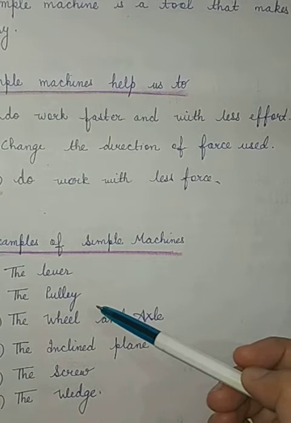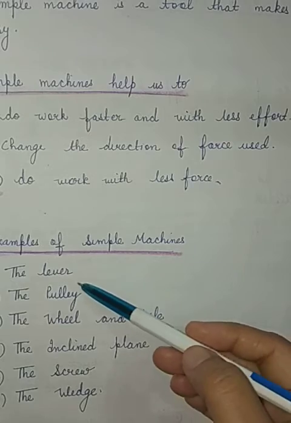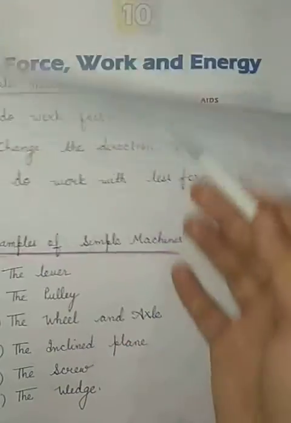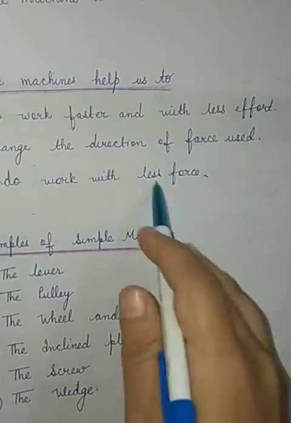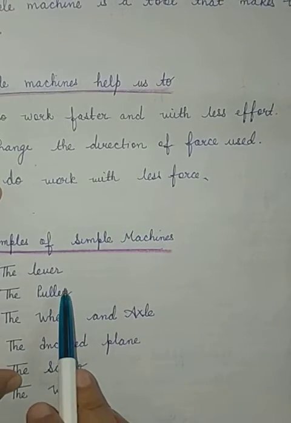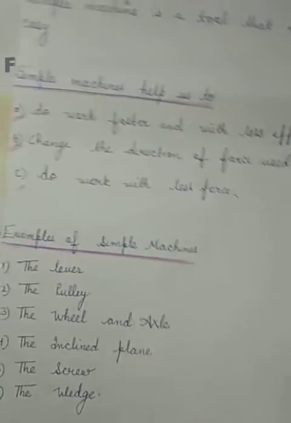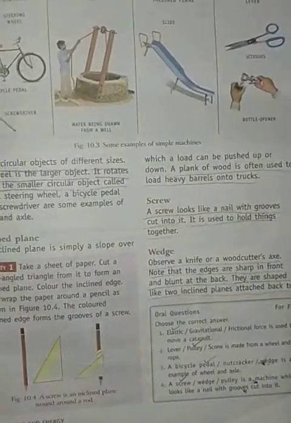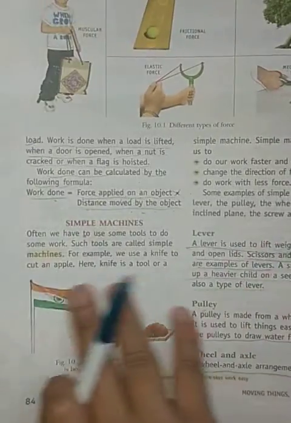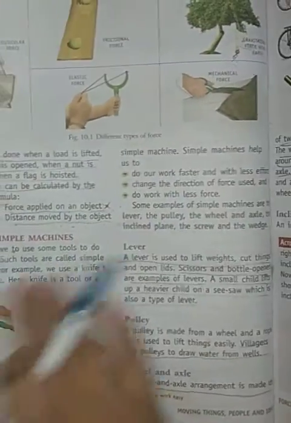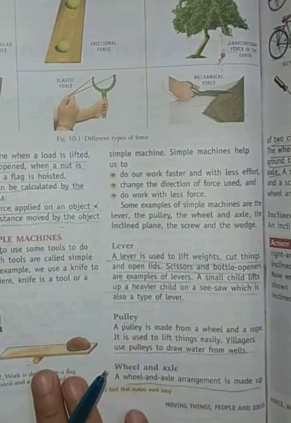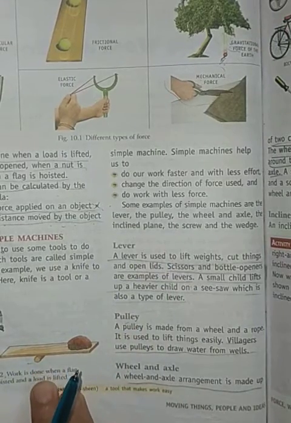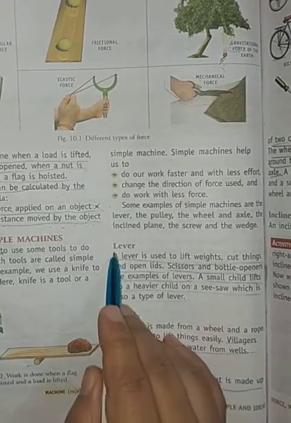So today we will discuss these first four types of simple machines. First I am starting with the lever. This topic is given on page number 84 of your EVS book. When you open page number 84 of your EVS book, they have written about the lever.